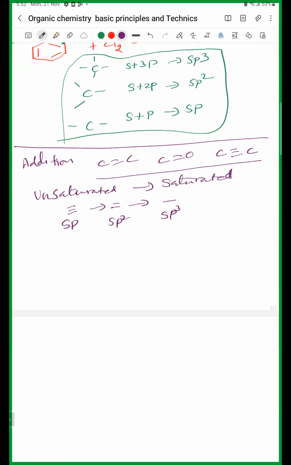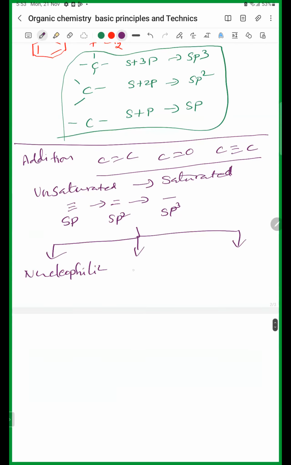What is the addition reaction procedure? Definition: a reaction which involves combination between two reacting molecules to give a single molecule, meaning you are adding, is called an addition reaction. This reaction is undergone only by compounds containing a double or triple bond. Depending upon the attacking species, whether it is a nucleophile, electrophile, or free radical, this reaction can also be classified as nucleophilic addition, electrophilic addition, and free radical addition.